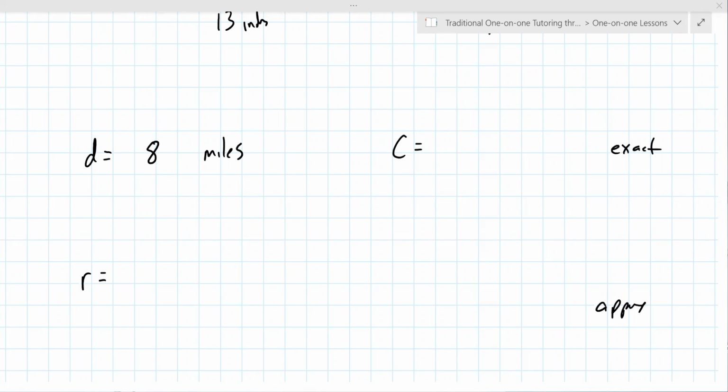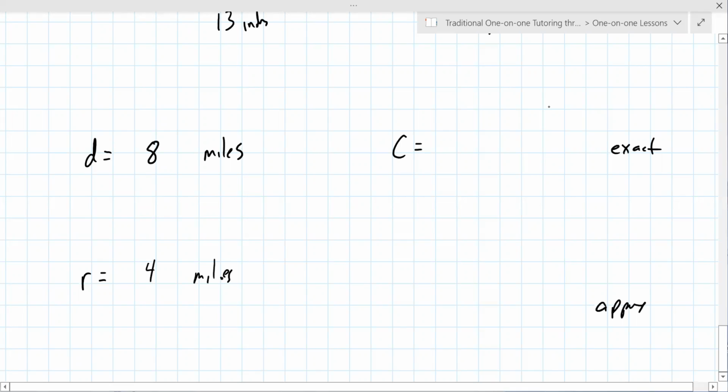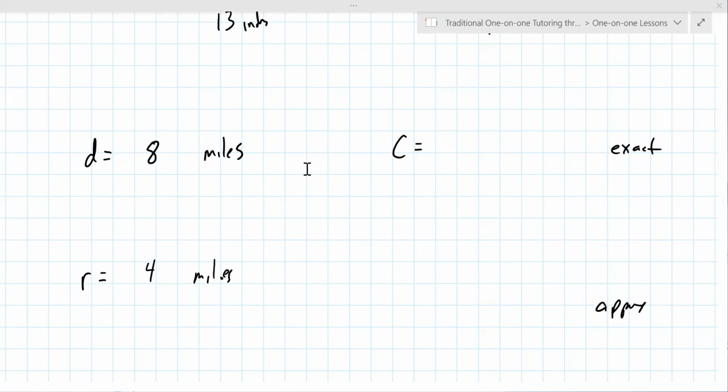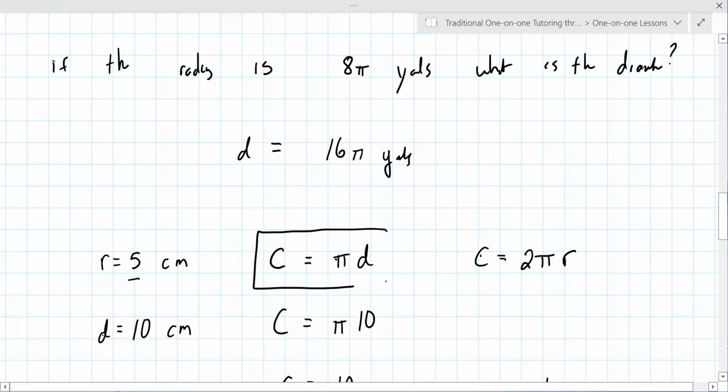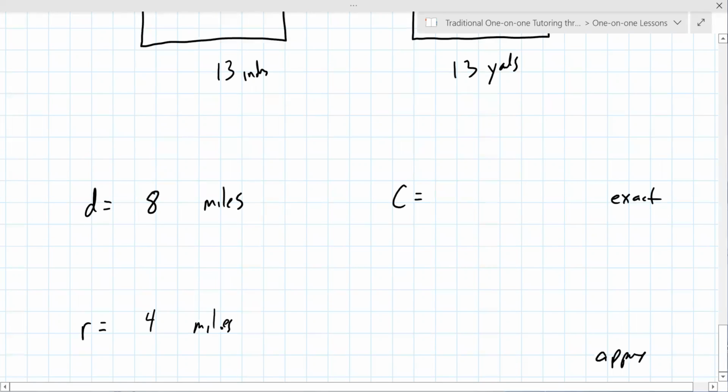Okay. Now that right there, that's going to be 4 miles. C is 4 pi miles, and 4 times 3.14. Nope, you got a small mistake. What's the formula for circumference? C equals pi times diameter. Let's go back and look. You told me this. Pi times diameter. This is your formula you told me. What is the diameter in your problem? The diameter is 8 miles. No, it's pi times diameter. What is the diameter?